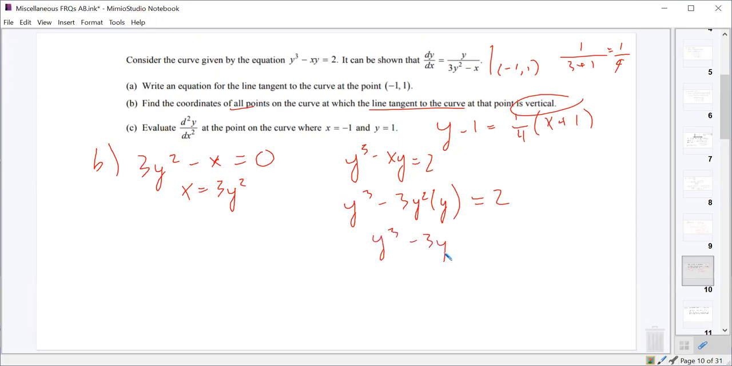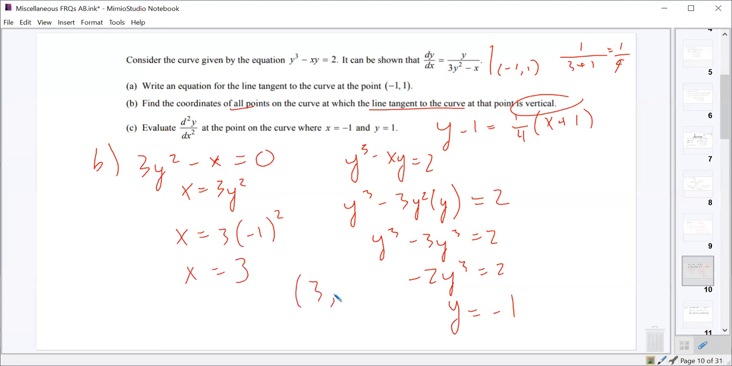y cubed minus 3y cubed equals 2, or negative 2y cubed equals 2, or y equals -1. So the only value that will solve both of these is when y is -1. And if y is -1, x ought to be 3 times -1 squared, or x ought to be 3. So it's the coordinate pair 3, -1. Good?